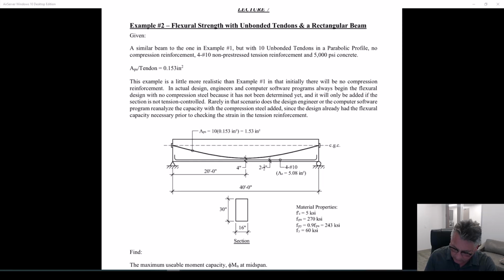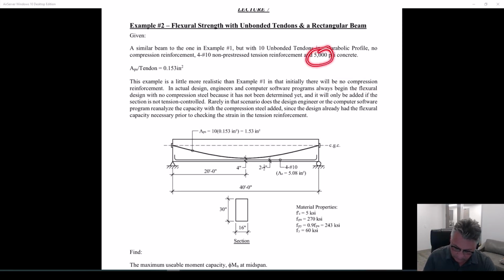Also, there is no compression steel in this. Notice I don't have any reinforcement up at the top. That's where the compression side of the beam is. That's where compression reinforcement would be if I had any. Not going to have any this time. There's a reason for that, and you're going to need to know this in later homework assignments.